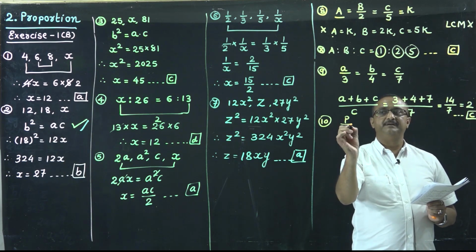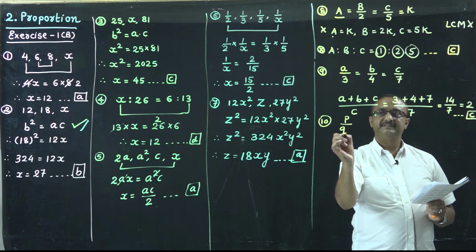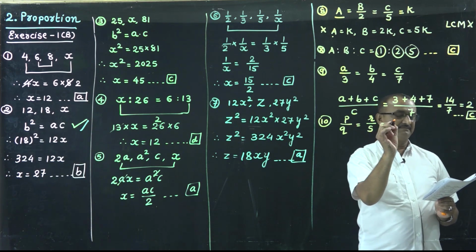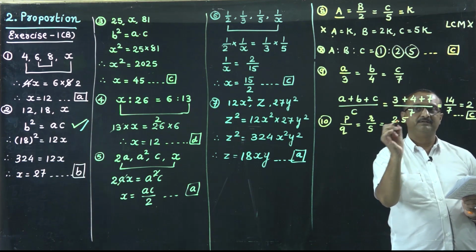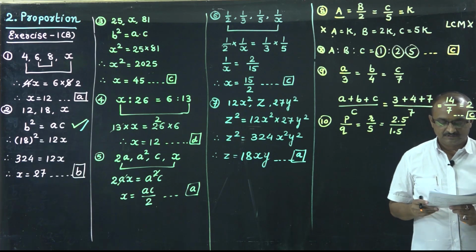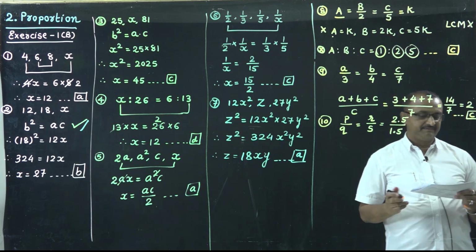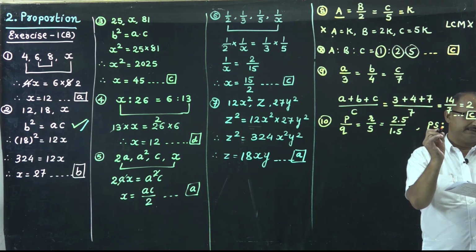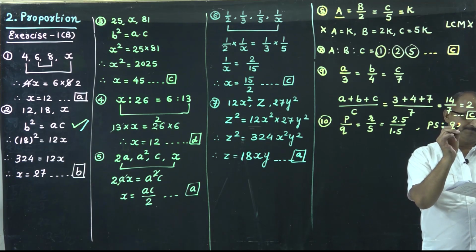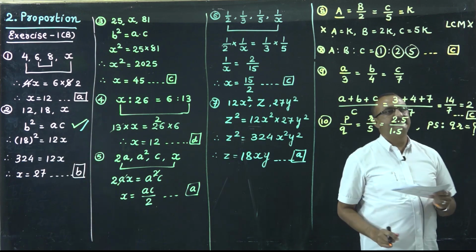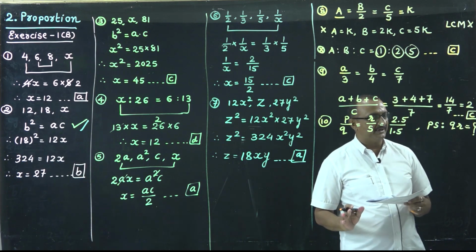If P upon Q is equals to R upon S is equals to 2.5 upon 1.5, the value of PS is to QR is, okay, we have to find here PS is to QR.